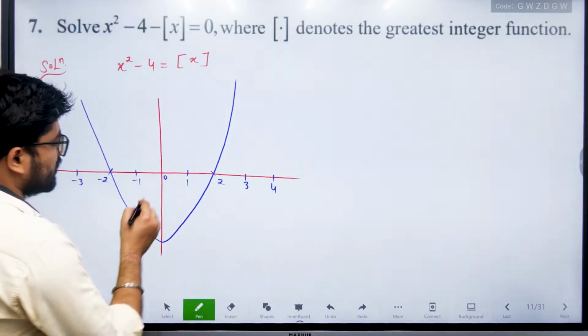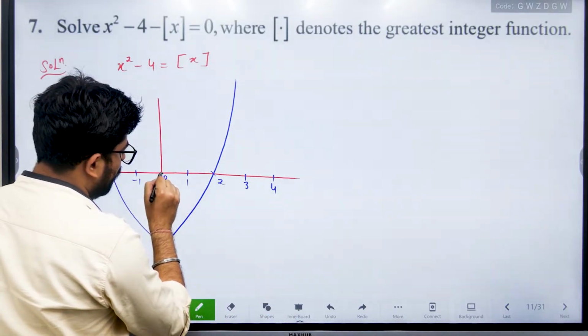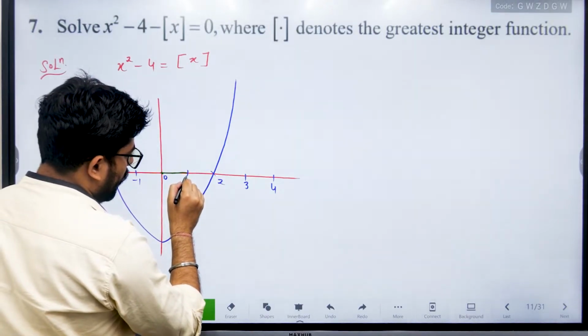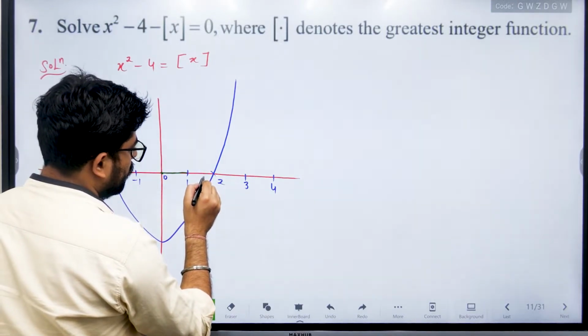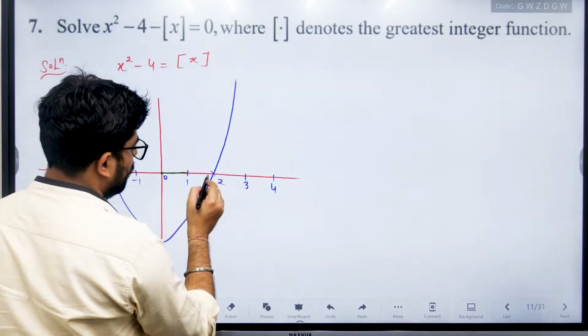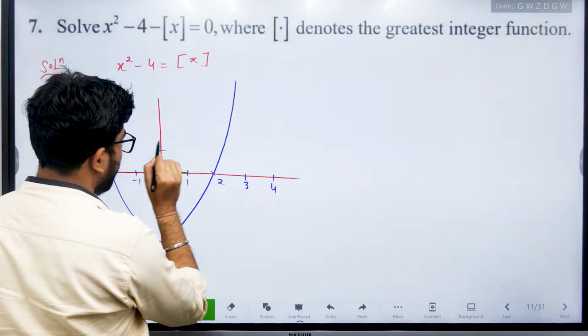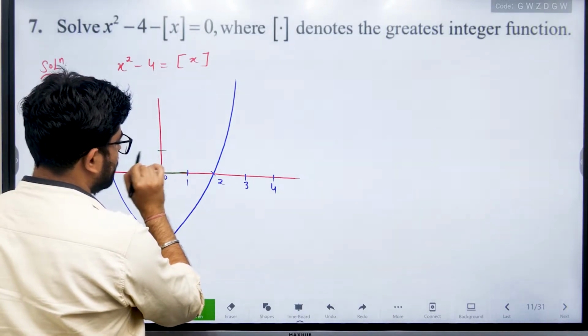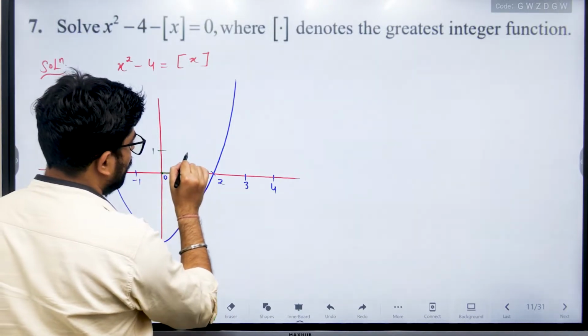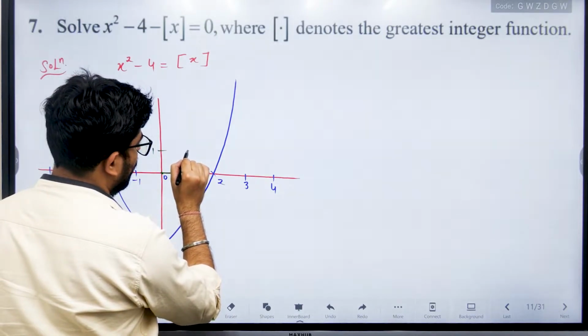So greatest integer x is what? From 0 to 1, that is 0, this is the graph. From 1 to 2, that is 1. So from 1 to 2, let's say this is 1. So at 1 the value is 1.